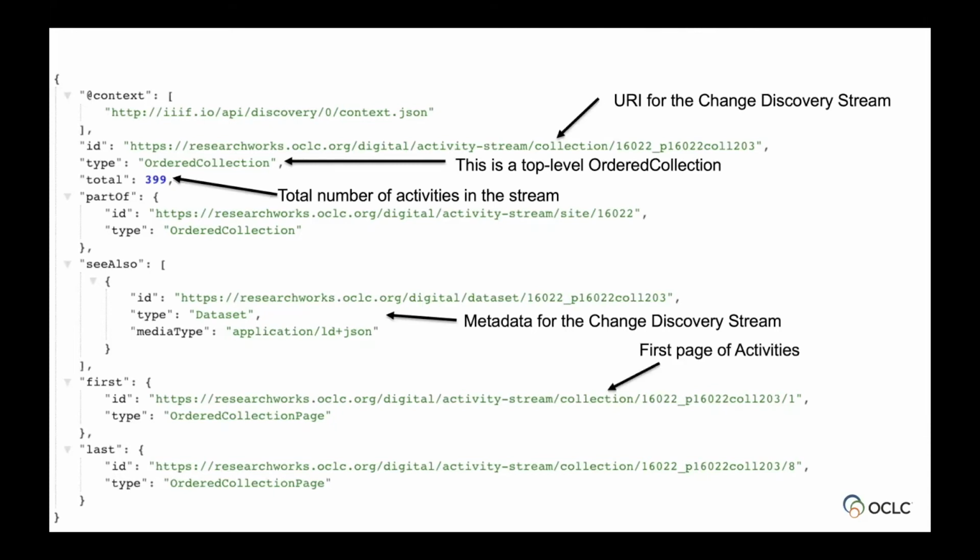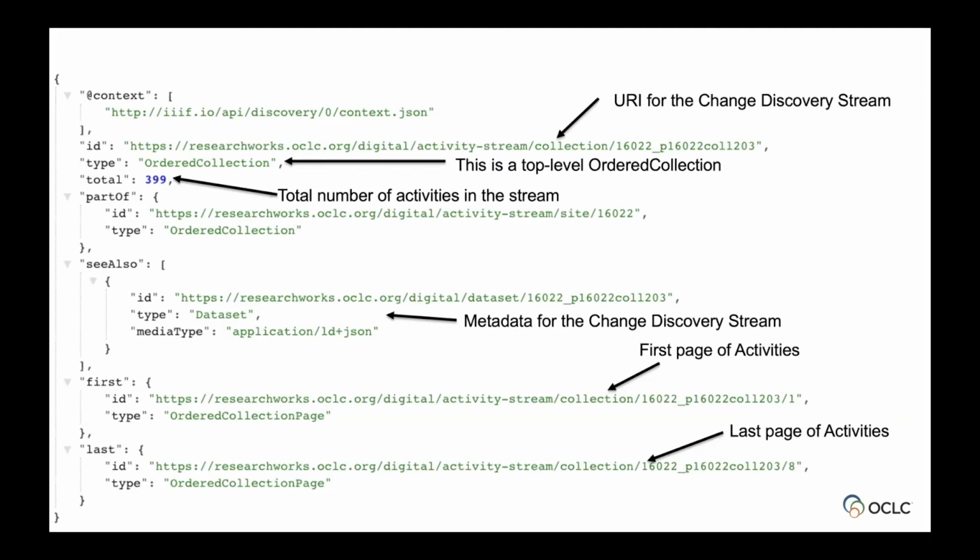And then moving further down, we have a link to the first page within this ordered collection. And then finally, we have the last page for this specific ordered collection. You can see here, the first one is page 1, so we would assume the last one is page 8. So this would indicate that there are 8 pages of activities within this ordered collection. And going back up to the top, across those 8 pages, the crawler can expect to find 399 activities.